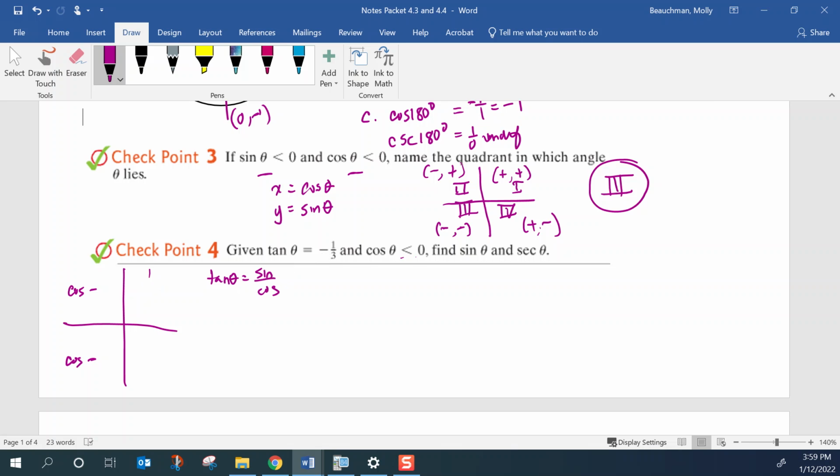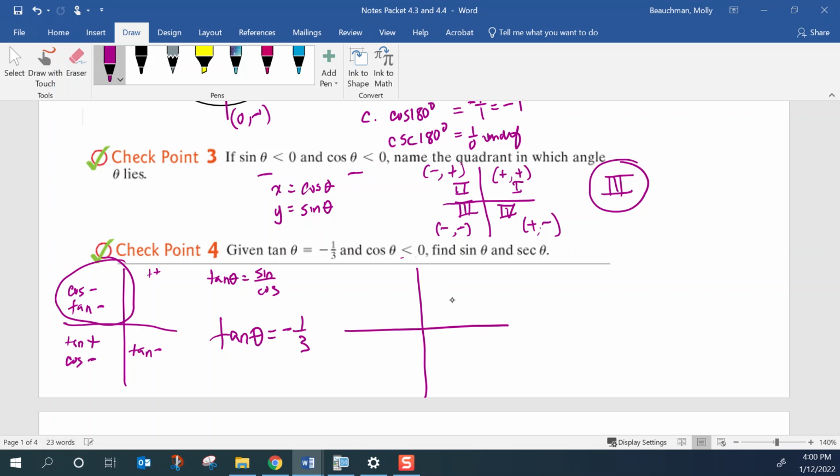So in the first quadrant, they're both positive, so the tangent's positive. Second quadrant, cosine's negative, sine's positive, so here the tangent is negative. Third quadrant, the tangent is positive. Fourth quadrant, the tangent is negative. So the tangent is negative 1/3, cosine is negative, that tells me that I'm working in the second quadrant. So next part of it, I know that the tangent is equal to negative 1/3. So think about this in terms of drawing a triangle. I know my angle is somewhere in the second quadrant.